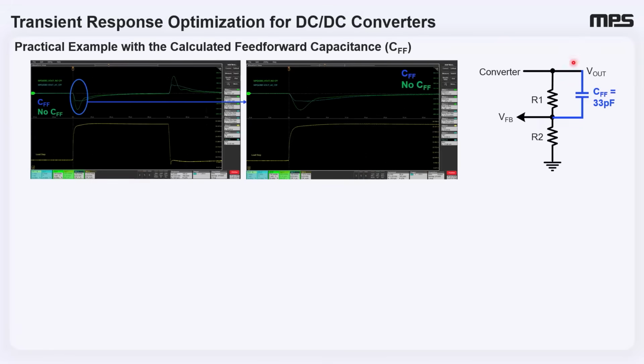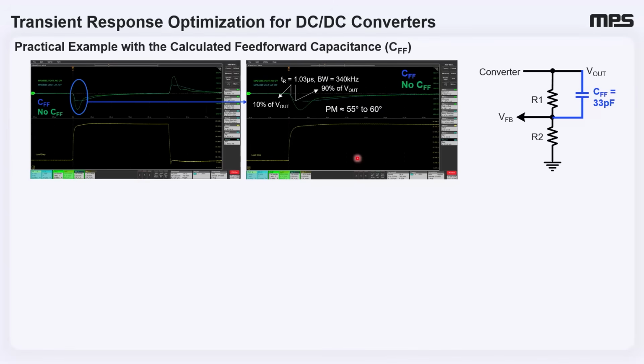So we added a 33 picofarad CFF in parallel to our top feedback resistor. On the left here, you can see two sets of waveforms. The blue one indicates the waveform with CFF and the green one without the CFF. And here we are zooming into our undershoot.